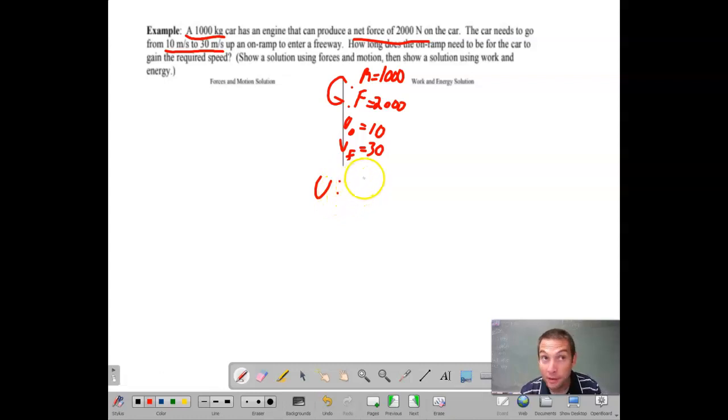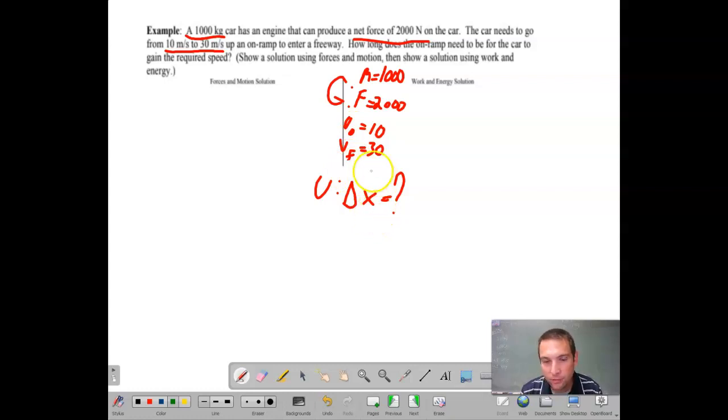So how long makes you think time, right? But if you read the whole question, how long does the ramp need to be? We figure out that we need the length of the ramp. So that would be the distance that we need to travel, or displacement. So from here, this is where it's going to branch off into two different ways to solve this problem. I'm going to first start with forces and motion. So we have initial velocity, final velocity, and a displacement is what we need.